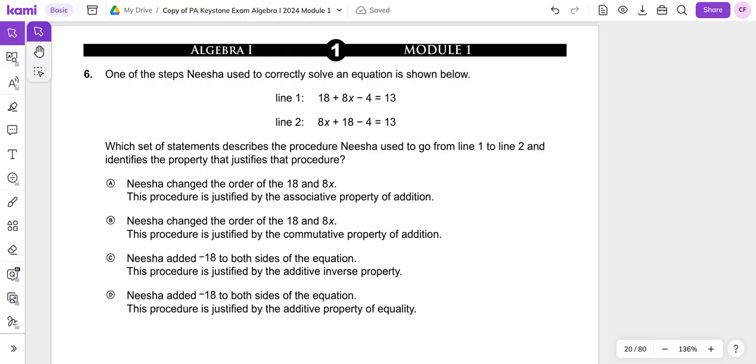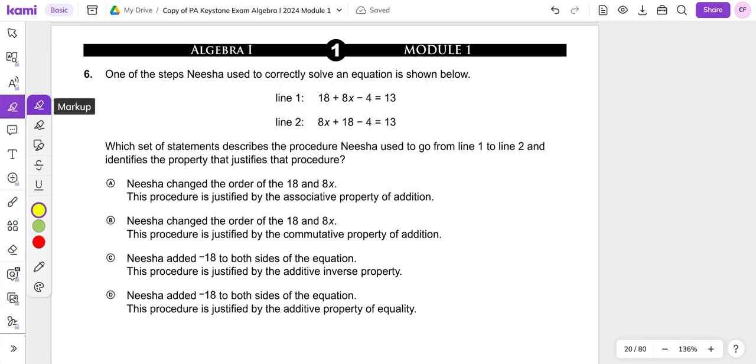Notice here we have some fancy terminology in our problem. Some of that terminology includes the associative property of addition. We also have the commutative property of addition. We have the additive inverse property. And we also have the additive property of equality. When we see these types of terminology, it's very important that we go and reference, if we don't know them, the reference sheet or formula sheet for the exam.